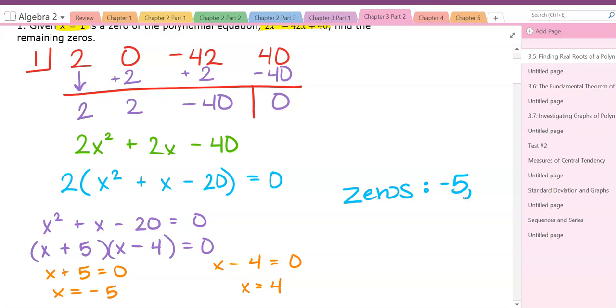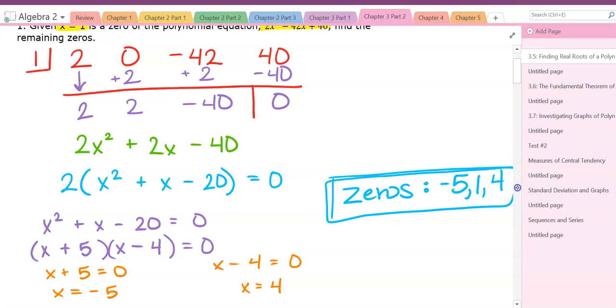And then I'm going to do 1 and then 4. I'm going to box those up. Those are my answers. Those are my zeros.